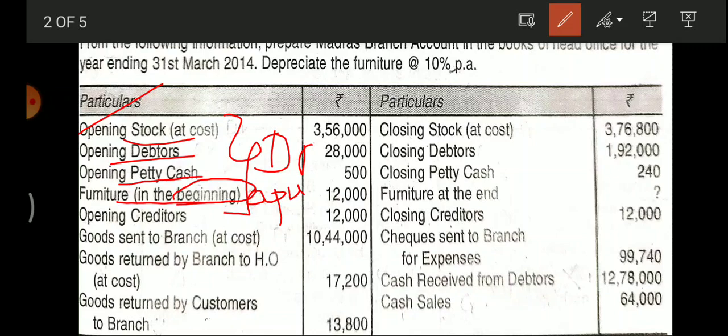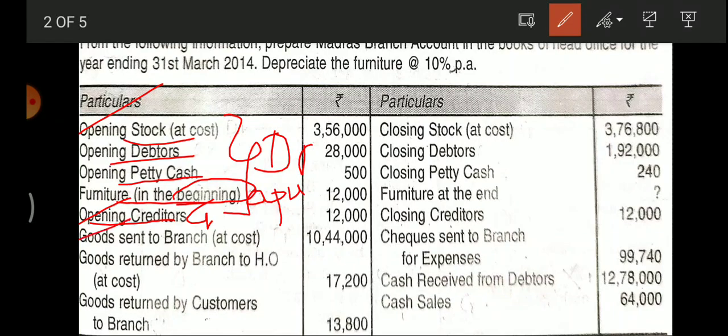Next is opening creditors. Creditors are nothing but liabilities, so the opening of liabilities will go on the credit side of the branch account. As you are already aware of the golden rules, in case of assets the opening will go on the debit and the closing will go on the credit, and in case of liabilities the opening will go on the credit side and the closing will go on the debit side.